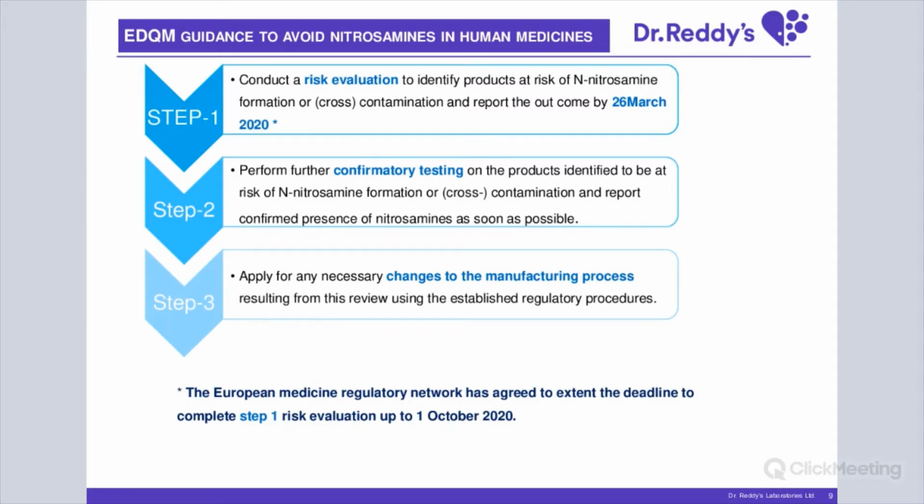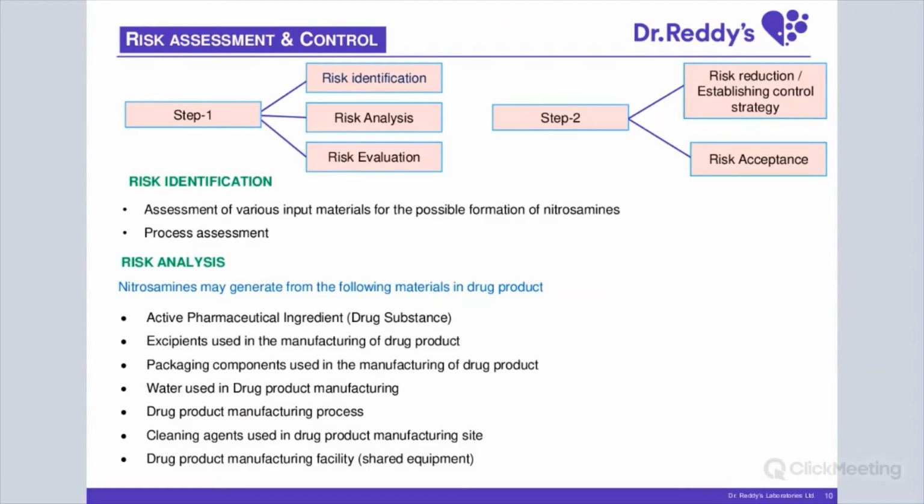Initially they gave a deadline of 26th March 2020. Later the date was extended for the risk evaluation till 1st October 2020. Then the second step, after the risk evaluation, is to do confirmatory testing of the products where there could be a probable presence of nitrosamines. And the third step is, if the confirmatory test shows a potential formation and the analytical test also confirms nitrosamines presence, industry is asked to change the manufacturing process to make sure that the level of nitrosamines is controlled well within the acceptable limits. So this is the three-step approach EDQM has suggested.